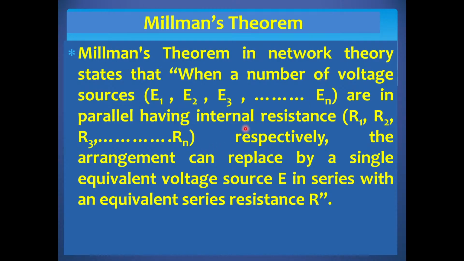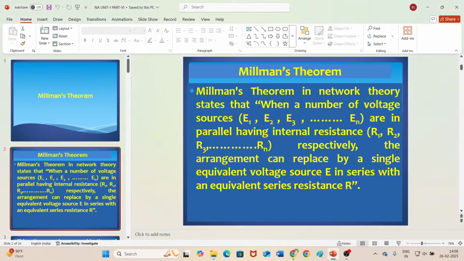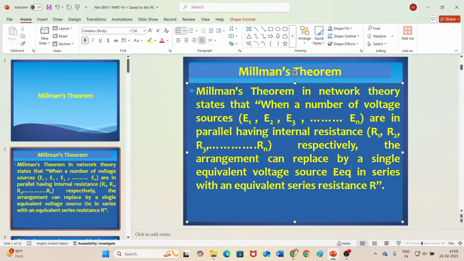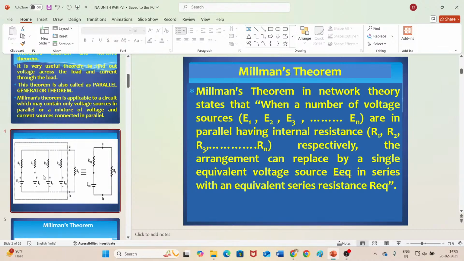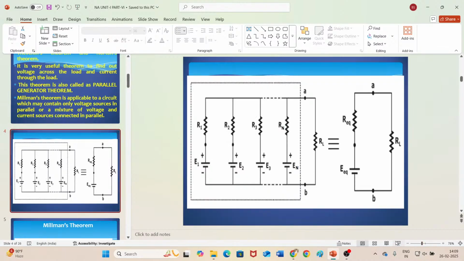With their internal resistances, if they are connected in parallel, then this arrangement can be replaced by a single equivalent voltage source. Here I have written E, or you can write Eeq, as you wish, with a series equivalent resistance Req. To make it clearer, just see this circuit.